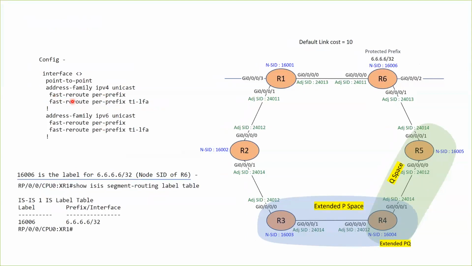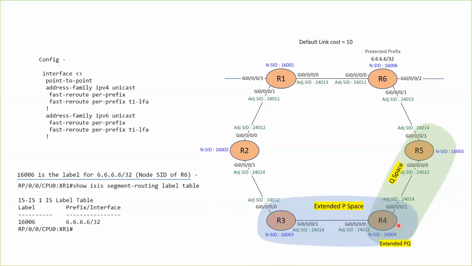At least in the RLFA case, on R4 there was a targeted LDP session built. So indirectly, you can know that R4 is the PQ node because you have a targeted LDP session on it. In case of TI-LFA, that is also not there because of the node SIDs and adjacency SIDs. So R4 doesn't even know, or there's no change on R4, even though it's a PQ node. So label swapping will happen at both R2 and R3 with the same label number.